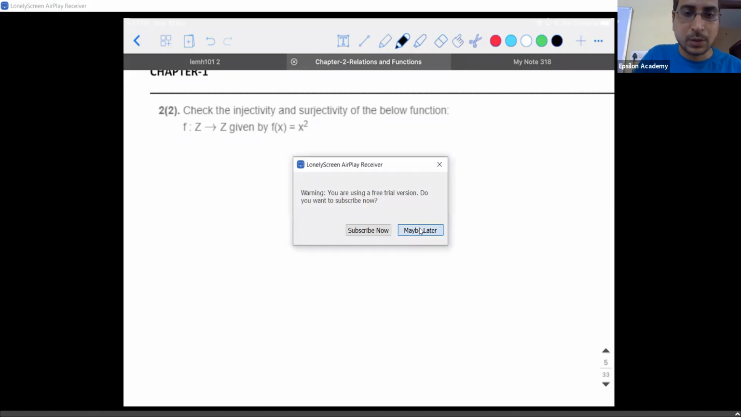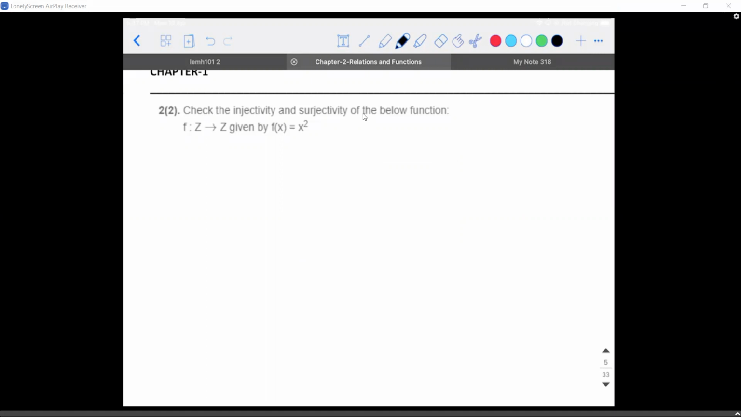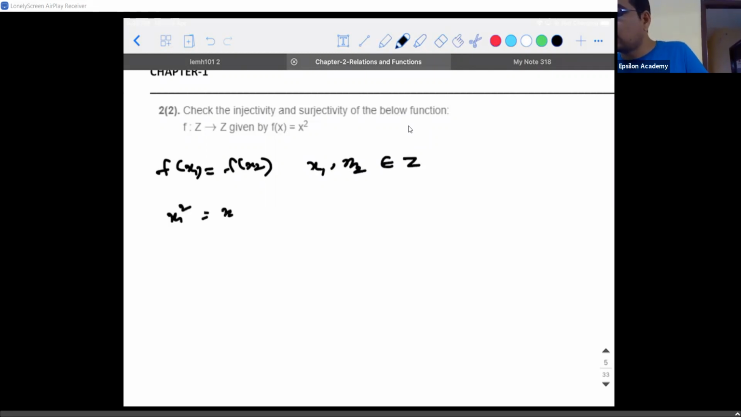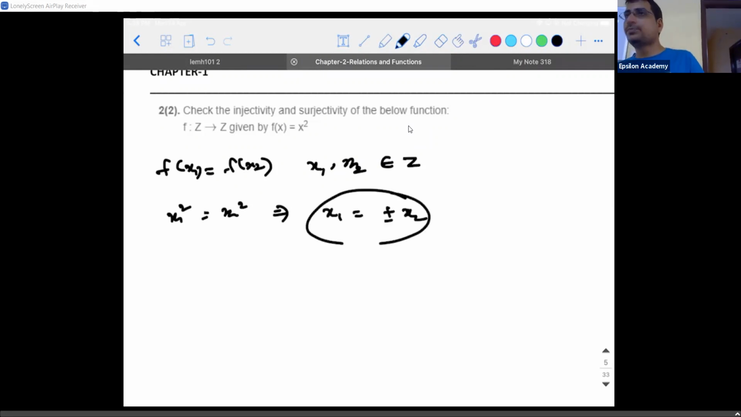Students online, tell me, is it one-to-one? No, sir. Reason? Since we are taking it from integers, we'll get x1 is equal to plus or minus x2. It is not a one-to-one function. Correct? f of x1 is equal to f of x2, where x1, x2 come from the integer set. So x1 square is equal to x2 square, which implies x1 can be equal to plus or minus x2. So done.